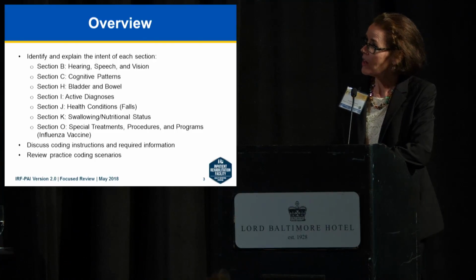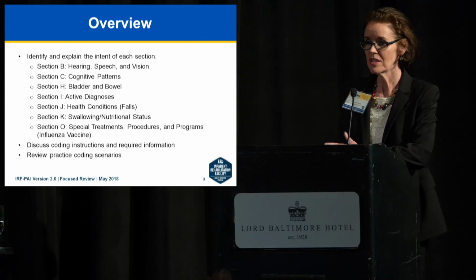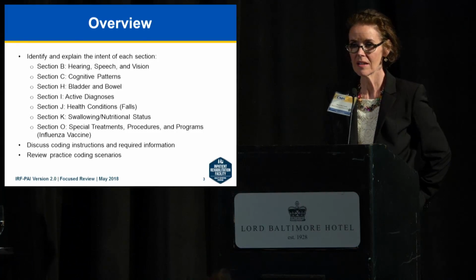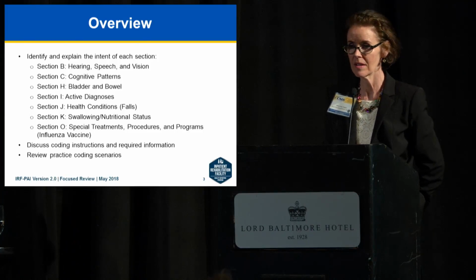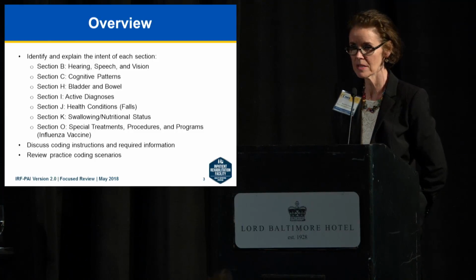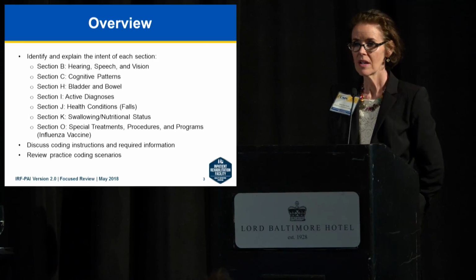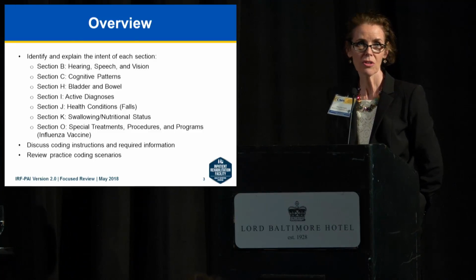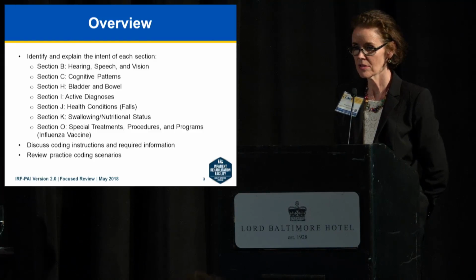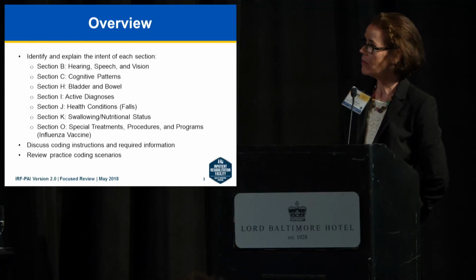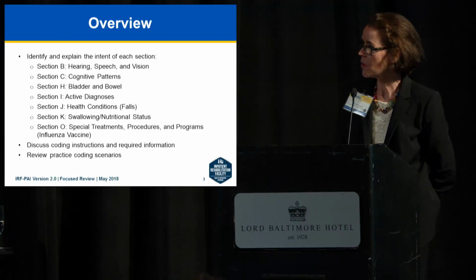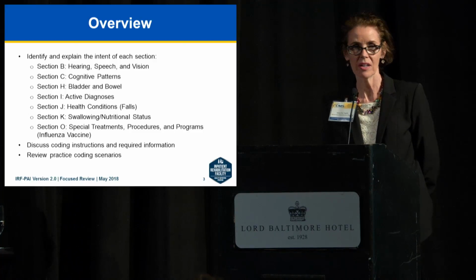Okay, so we're going to do a quick overview and identify and explain the intent of each of the sections that we talked about. We're going to do section B, which is the hearing, speech, and vision. C, cognitive patterns. We affectionately call that the BIMS section at our place. Section H, bowel and bladder, the active diagnoses, which is section I. Section J, which is health conditions, which also includes falls for those of you who do this regularly. Section K, which is swallowing and nutritional status. And then section O, special treatments, procedures, and talks about the influenza vaccine. And we're going to discuss some coding instructions and required information and practice some things.